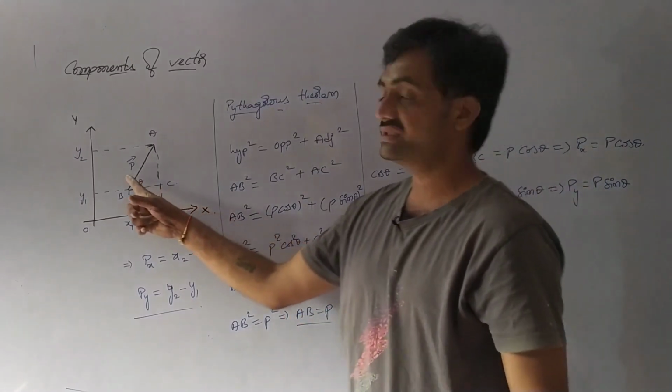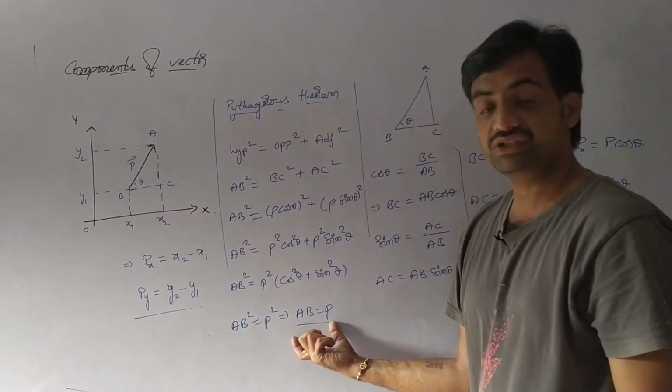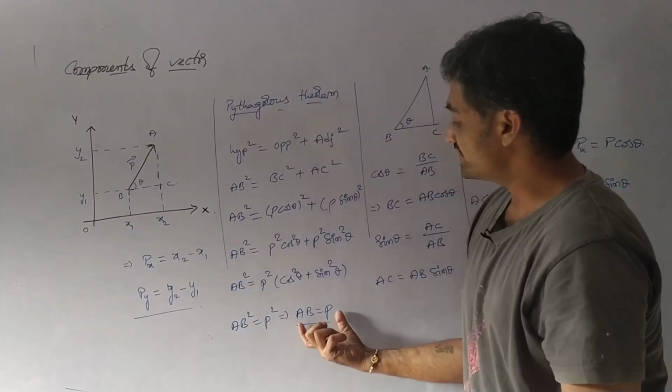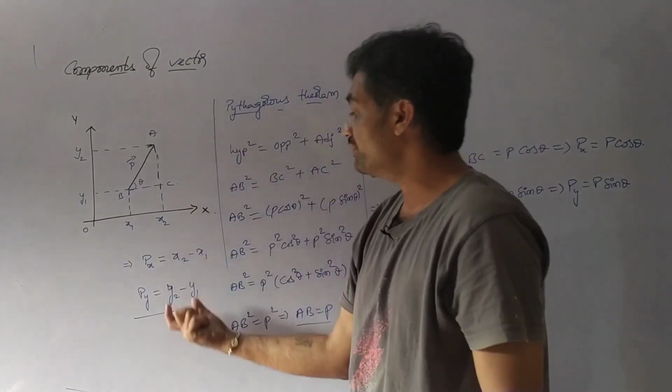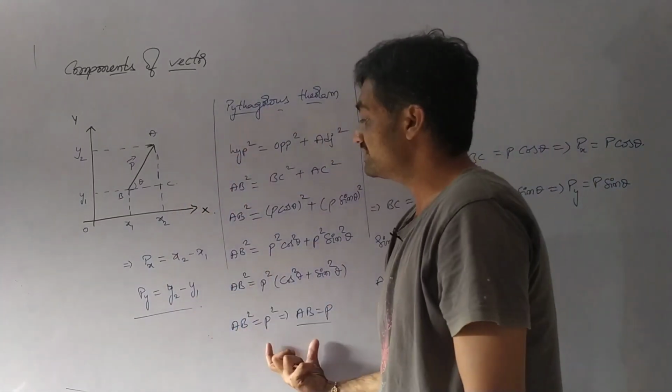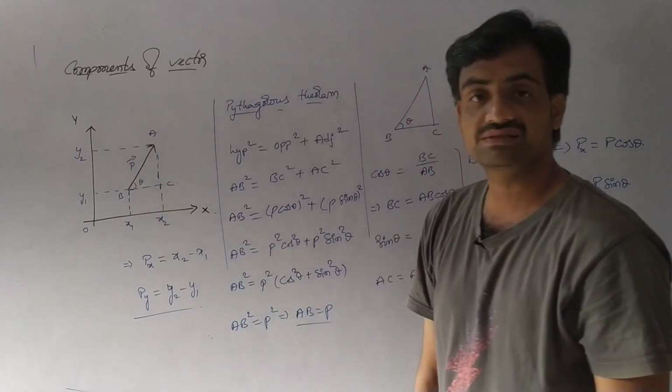Already we had represented this. We know that AB equals P, the magnitude of this vector. Based on this Pythagoras theorem, we have represented the components of the vector as well as the magnitude of the vector along the axes.